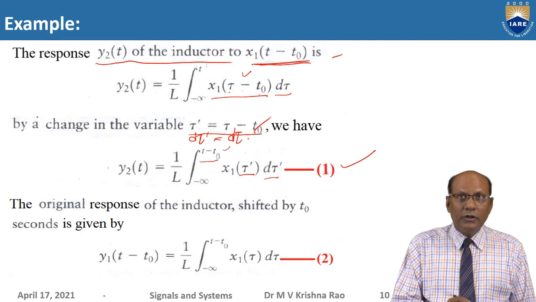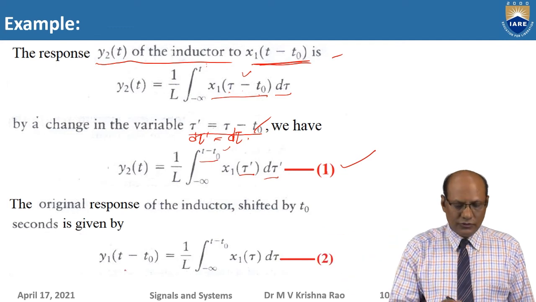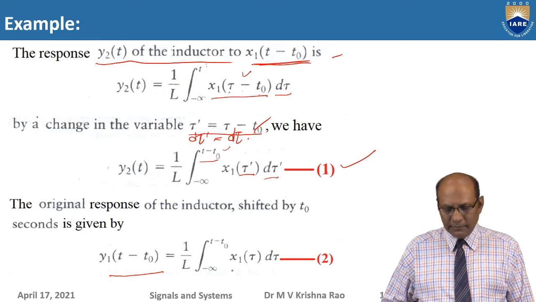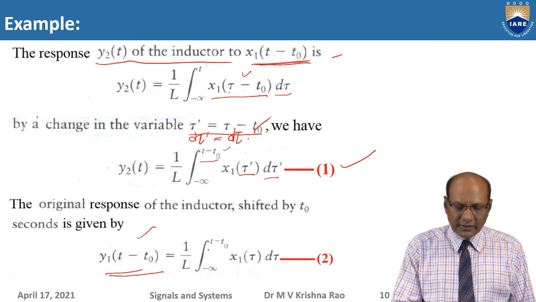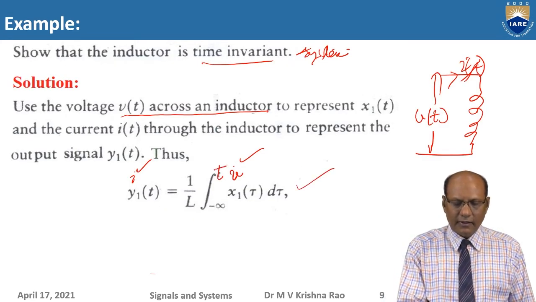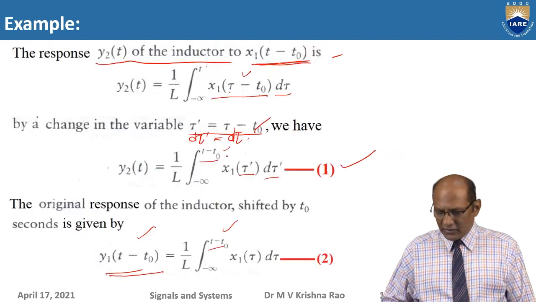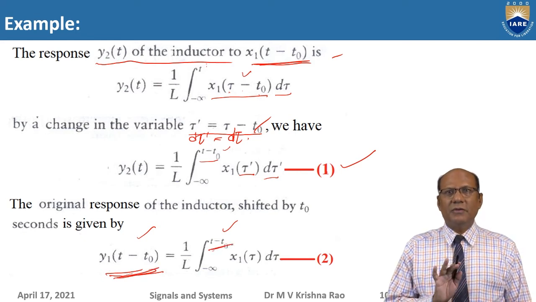Now what I have to do: don't shift the input. Give the input as it is. Delay the output. So that is t minus t naught. If I do the same equation, whatever I had earlier, and substitute there, t is replaced with t minus t naught. In the previous one there is a t here and a t here. So this t and this t both I am replacing with t minus t naught. I am just replacing with that one.